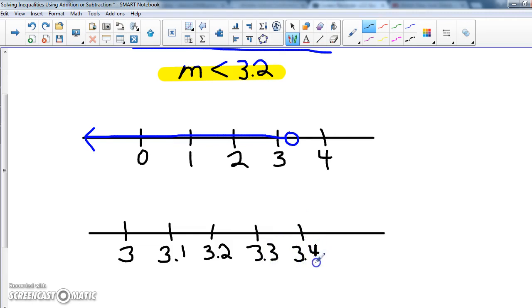So now, since it says m is less than 3.2, I can put it right here, right on there. And once again, it's an open circle because there's no equal to. And I go ahead and put it this way. Okay? I would mark either one right, but I think this one is a little easier because it's more precise. Let's look at one more.